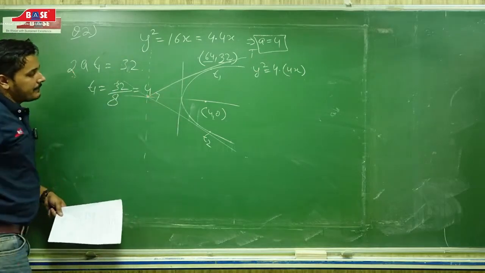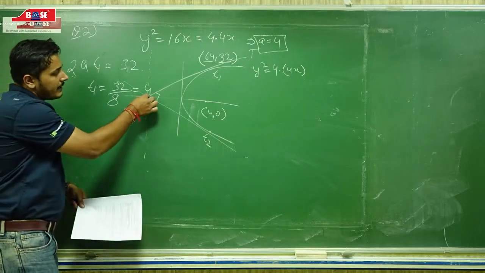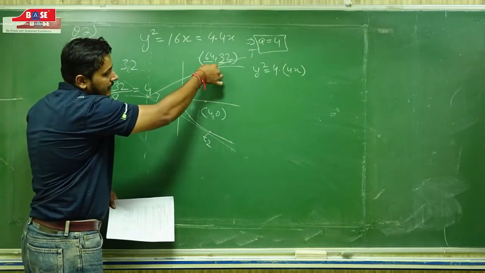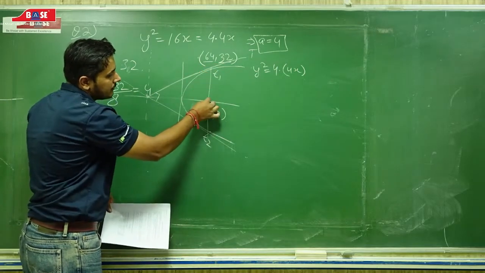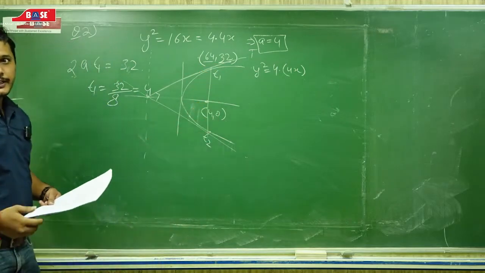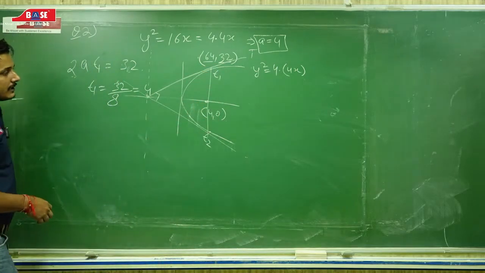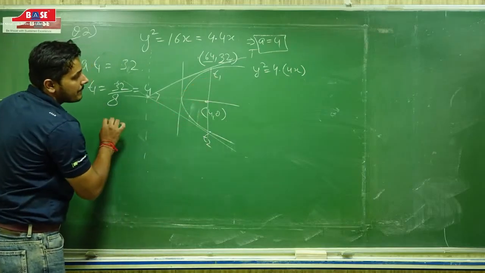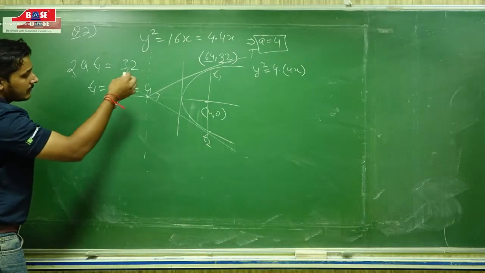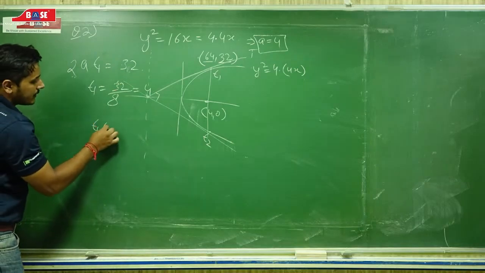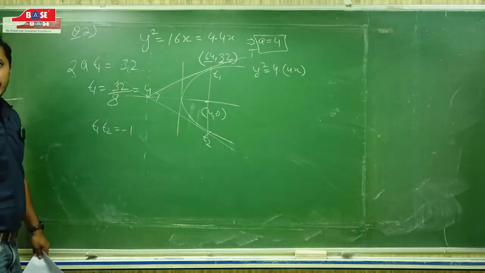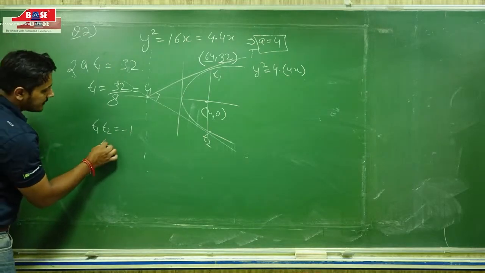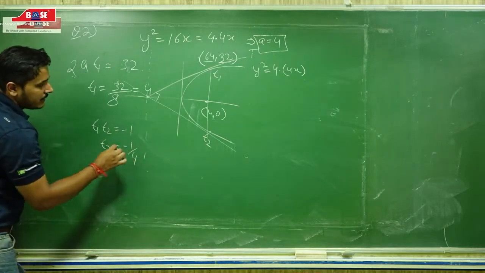So this angle is 90, and we know that if they are meeting perpendicularly, that means definitely the line joining T1 and T2 has to be a focal chord. That means T1 and T2 are parametric coordinates of points lying on the focal chord. So we know for this that T1 T2 is equal to -1. So T1 we have 4. So what is T2? -1 by 4.